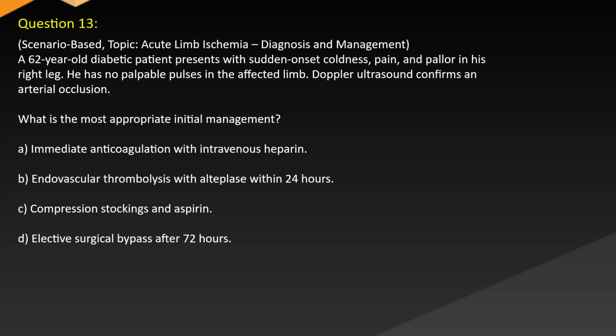Question 13. Scenario-based. Topic: Acute limb ischemia. Diagnosis and management. A 62-year-old diabetic patient presents with sudden onset coldness, pain, and pallor in his right leg. He has no palpable pulses in the affected limb. Doppler ultrasound confirms an arterial occlusion. What is the most appropriate initial management? A. Immediate anticoagulation with intravenous heparin. B. Endovascular thrombolysis with alteplase within 24 hours. C. Compression stockings and aspirin. D. Elective surgical bypass after 72 hours.